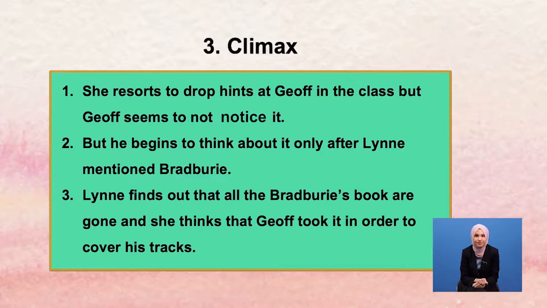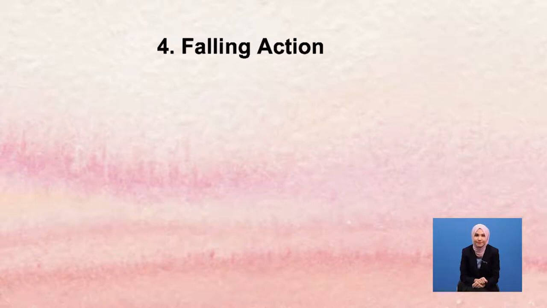Lin discovers that all the Bradbury books are gone from the library and she thinks that Job takes them out to cover his tracks. At this point, Lin really thinks that Job is guilty and tries to cover his crime. The following stage is called the falling action of the story, where it still follows the climax, but at this point, the story slows down towards the resolution stage.